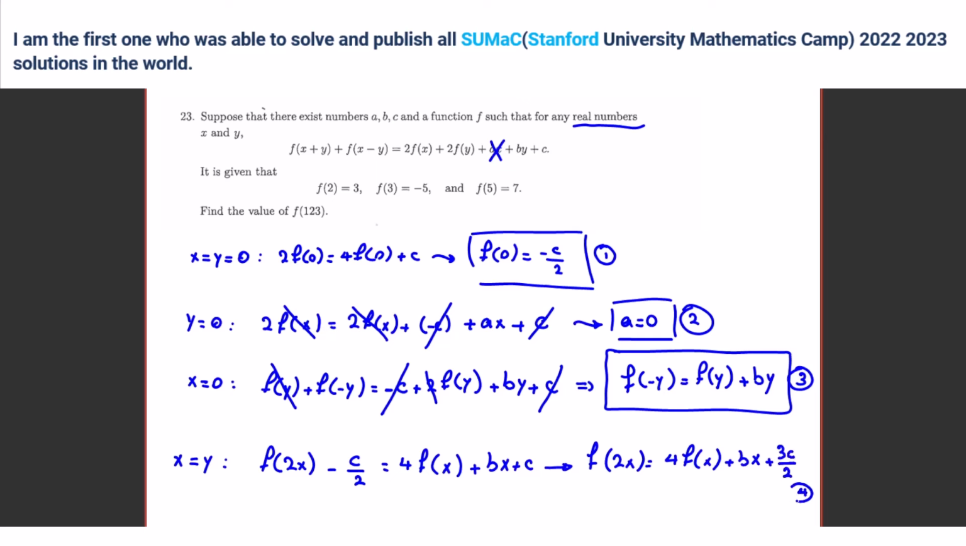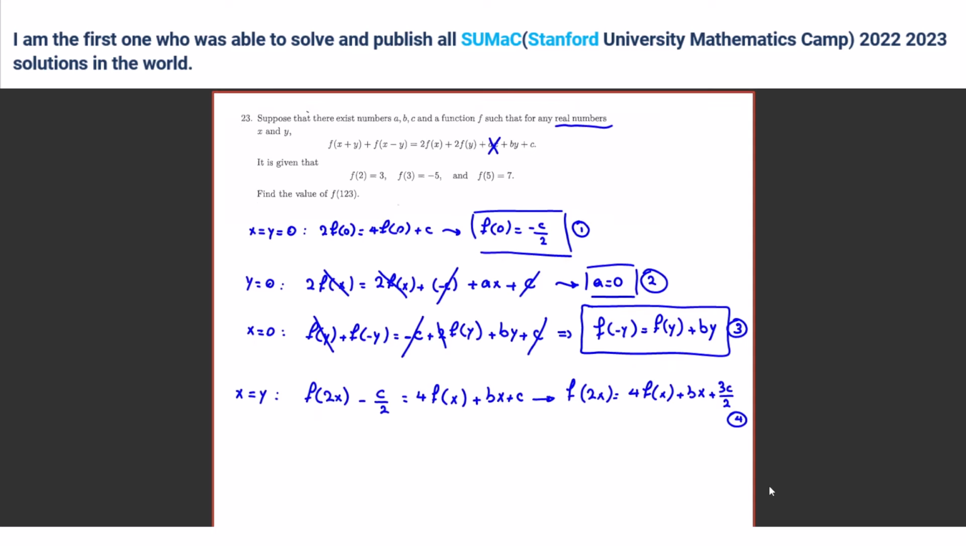Let's consider this one as the fourth result, okay? Then x equal to 2, and then we can find f of 4. We can try to find f of 1, right? Because we know f of 2, by this, we can find f of 1 in terms of b and c, right? So, calculate f of 1 in terms of b and c.